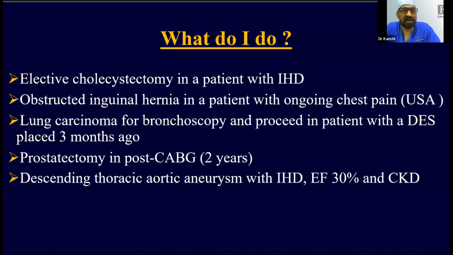A patient coming for elective cholecystectomy with ischemic heart disease. A patient with obstructed inguinal hernia and chest pain. A patient with lung carcinoma for bronchoscopy and thoracotomy who has a drug-eluting stent placed 3 months ago. A patient who needs a prostatectomy after having undergone coronary artery bypass grafting 2 years ago, or a patient with descending thoracic aortic aneurysm with ischemic heart disease, decreased left ventricular ejection fraction, and chronic kidney disease.